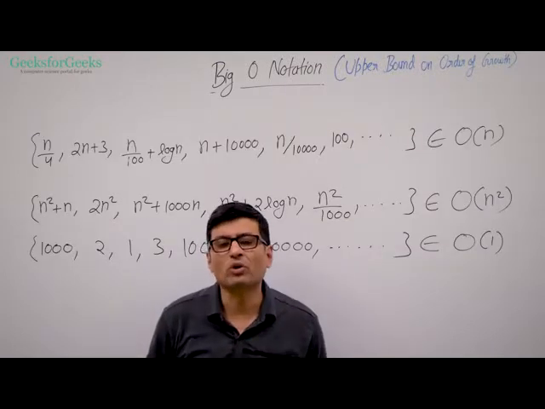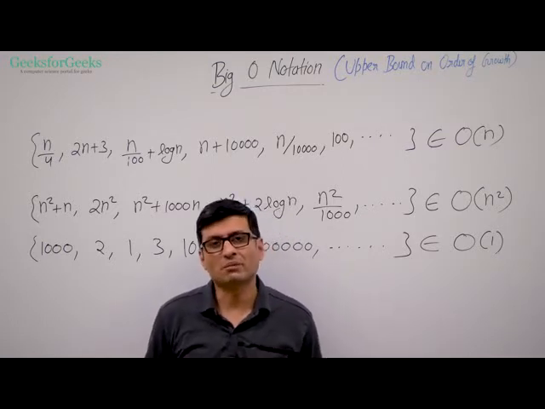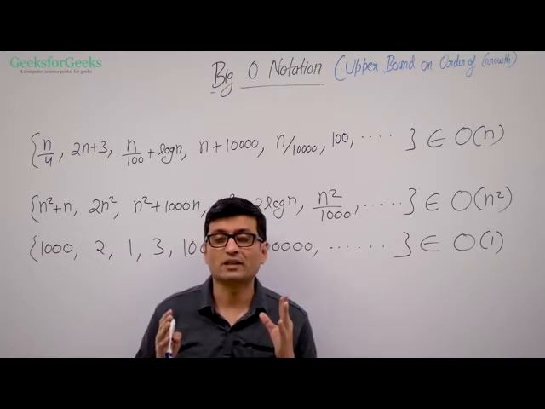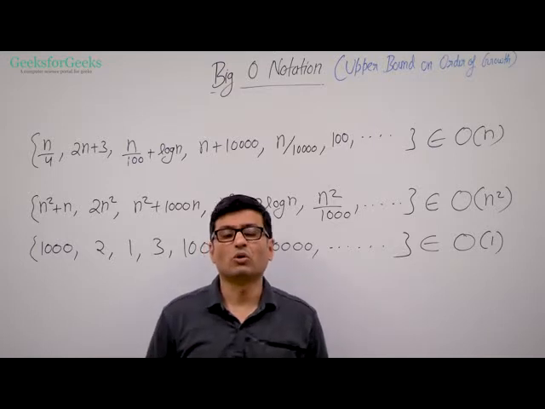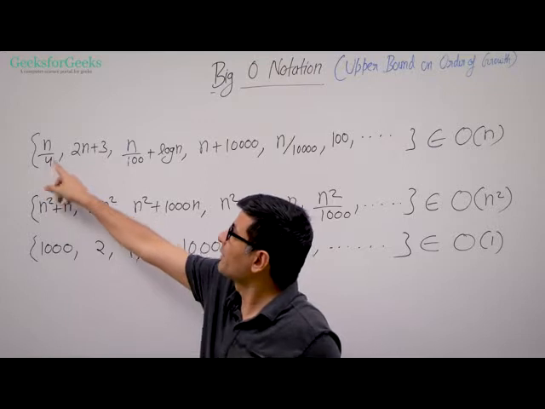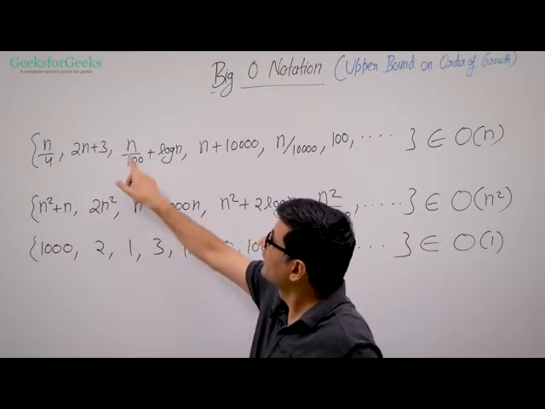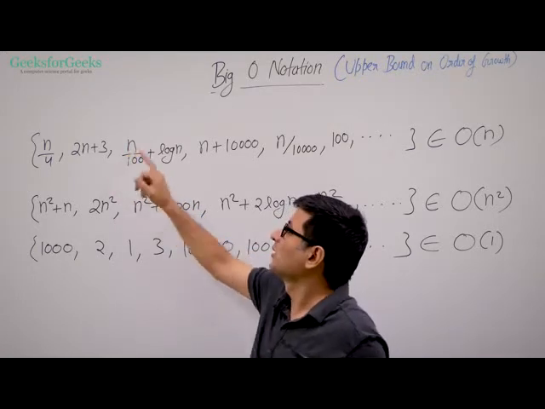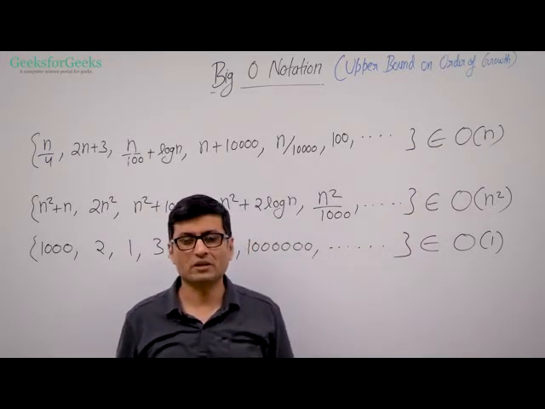Let us take a look at more examples to get a better idea of big O notation. Please remember, whatever we put in big O notation has the same order of growth or more. So all the expressions, all the functions which have the same order of growth, like n by 4, 2n by 4, n by 100 plus log n, if you see all these functions, their order of growth is n. Highest growing term is n. Here also we have big O of n. So they all come under big O notation.